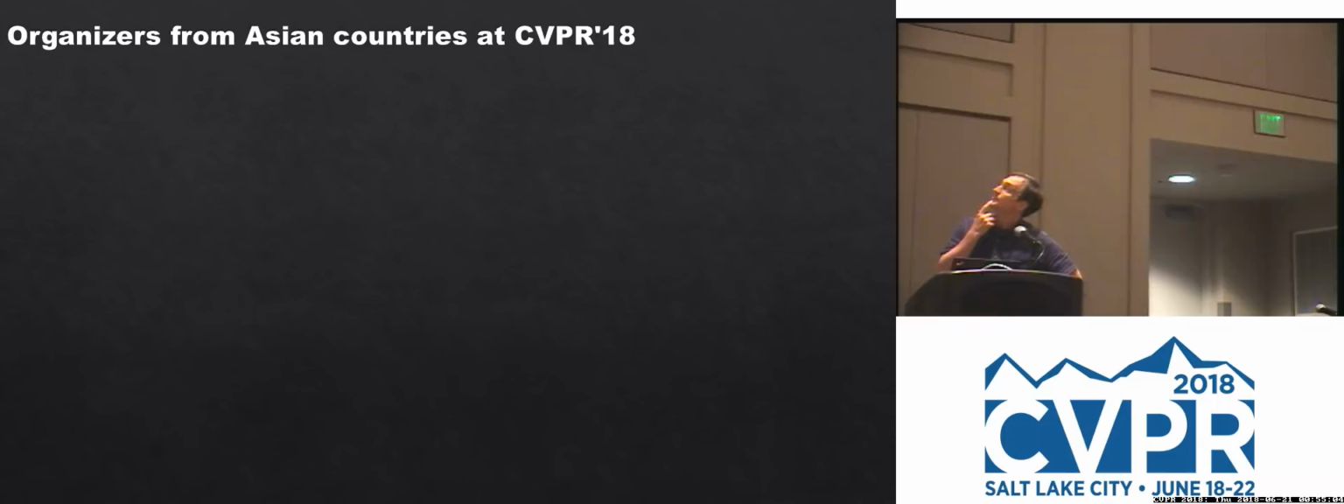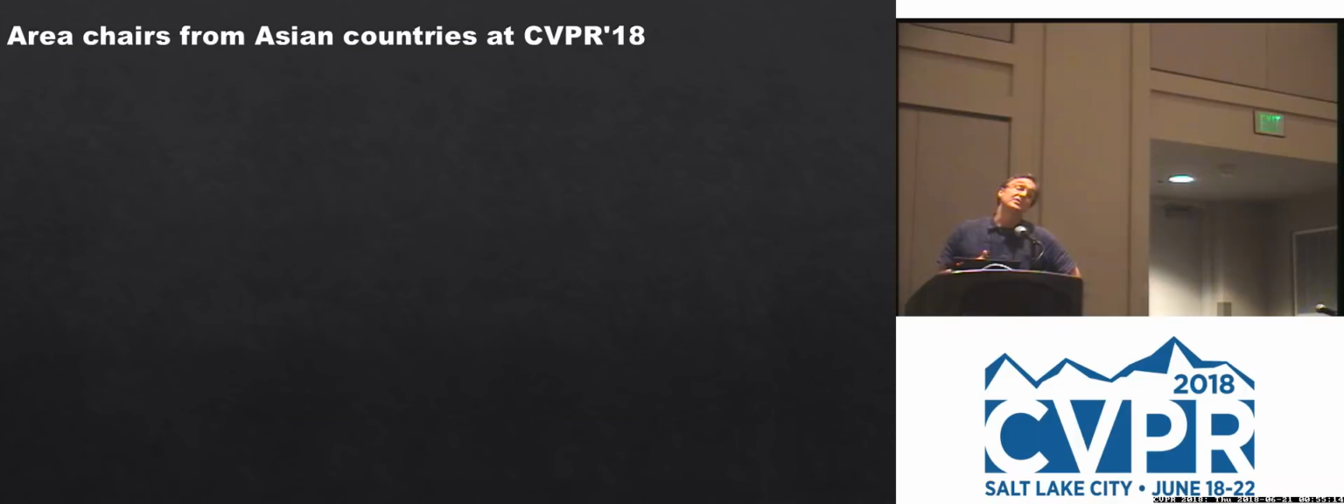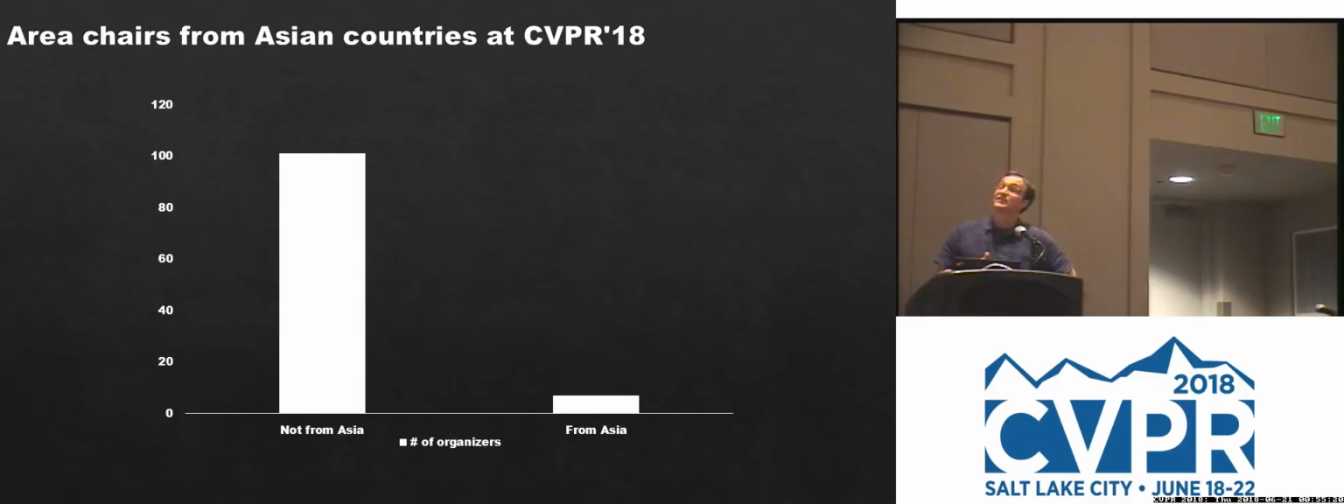Organizers from Asian countries at CVPR18. Out of 26 organizers, we had two from Asian institutions. Let's look at area chairs. Out of 108 area chairs, we had seven from Asian institutions.